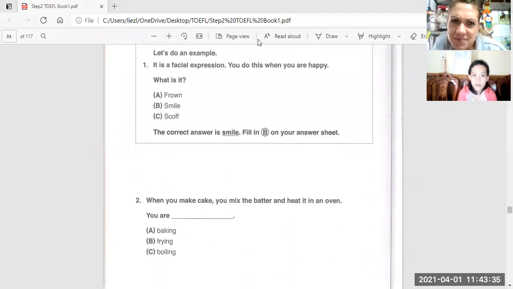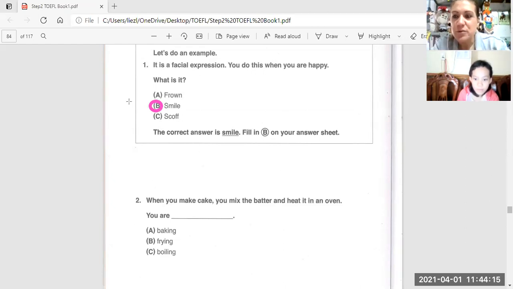This is the practice expression. You do this when you are happy. Facial expression. Expression, yeah. So it's expression with your face. What you do with your face. Okay. Facial expression. When you are happy, what do you do when you are happy? Smile. Yes, very good. You smile. Okay, there we go. You smile when you are happy.